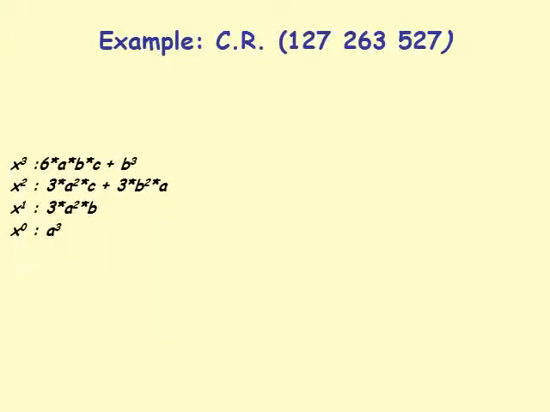Example, we would use 127263527 and take the cube root of that, for example, to solve by cubes of polynomials. Let's continue here. So I have this coefficient of x cubed from the previous discussion, which is 6abc plus b cubed. That of x squared is 3a squared c plus 3b squared a, of x to the power 1 is 3a squared b, and of x to the power 0 is a cubed. Let's continue here.